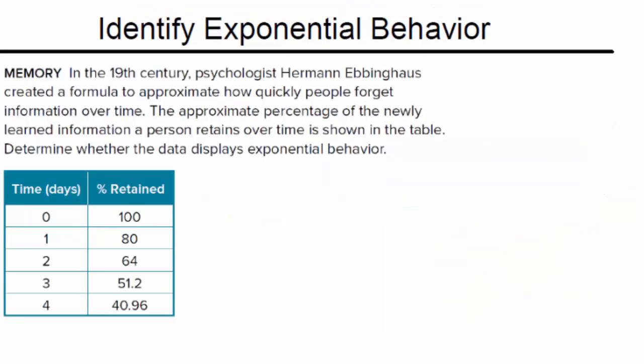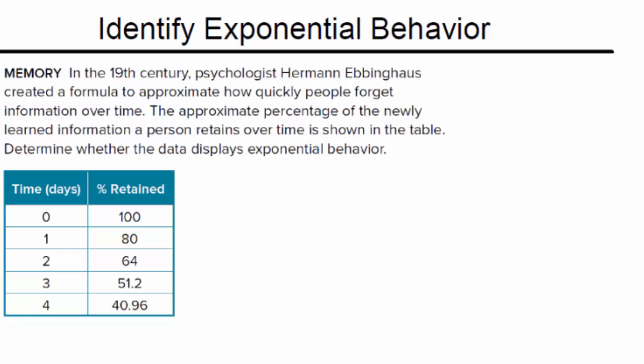Okay, so we're going to try identifying exponential behavior again on this next one. In the 19th century, a psychologist created a formula to approximate how quickly people forget information over time. The approximate percentage of newly learned information a person retains over time is shown in the table. Determine whether the data displays exponential behavior or not.